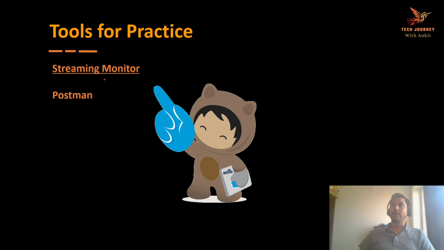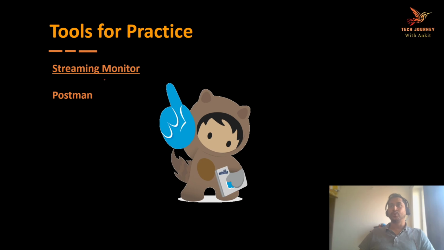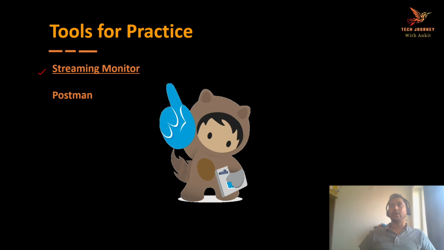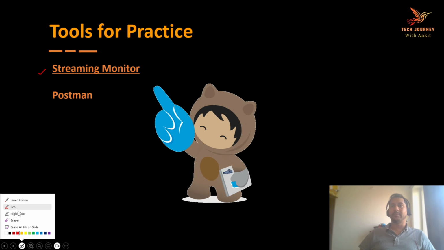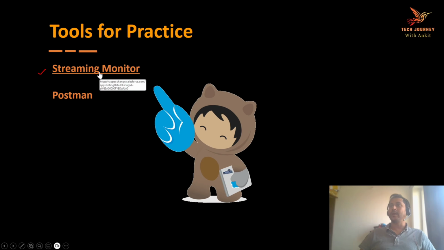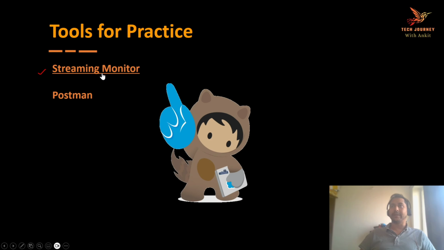Before we move towards the demo part, these two tools need to be explained to you. I already covered the streaming monitor in part 1, but let me take you through the streaming monitor one more time. Streaming monitor is an out-of-the-box tool that Salesforce has provided, with the help of which you can monitor your streaming APIs, and Postman is the tool that we use for API testing.